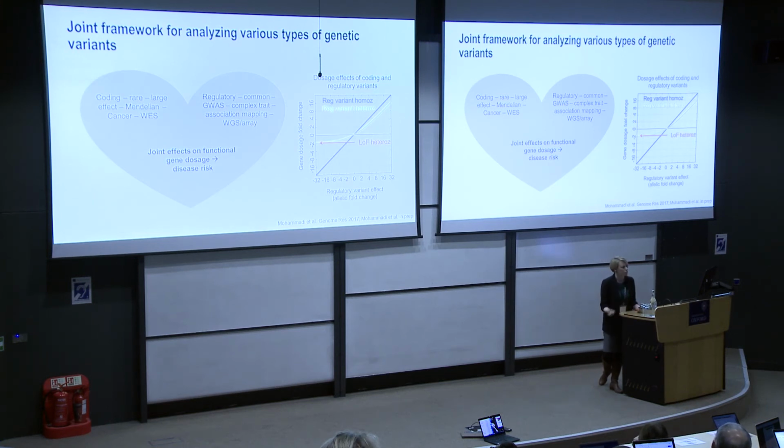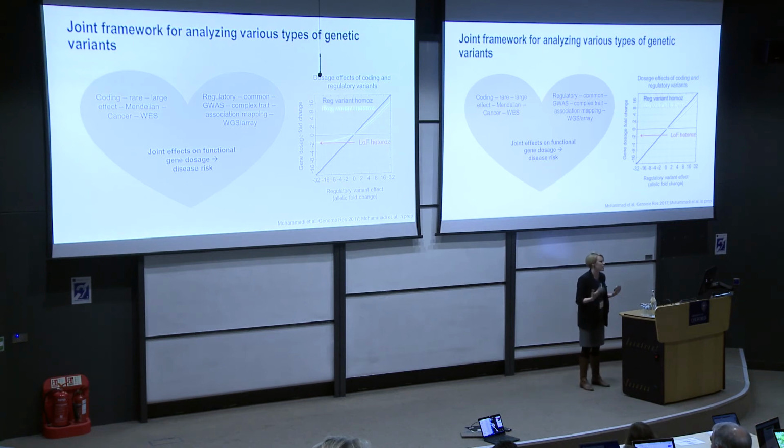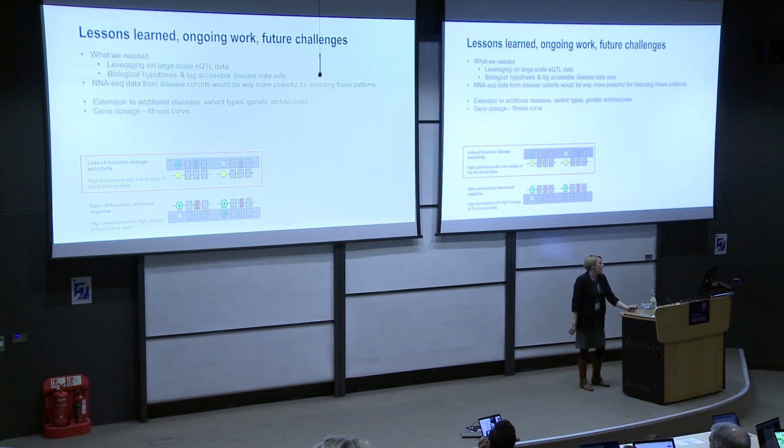And this allows us to put EQTLs into the same metrics by which we think about loss of function coding variants, where we, for example, can see that loss of function heterozygotes obviously lose half of their gene dosage, and this is similar to what you get when you have very strong regulatory variants. And thinking a little bit about some of the lessons that we learned, what are the things that enabled us to do this, and where are we going next?